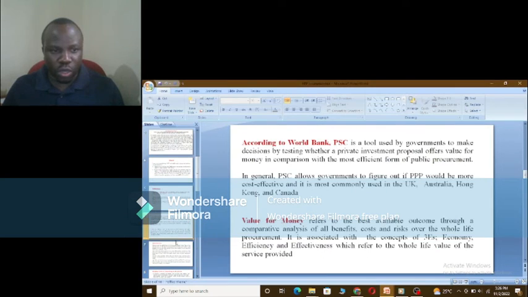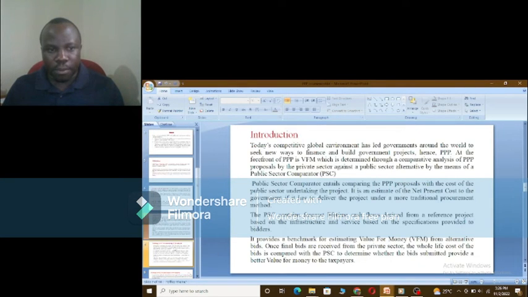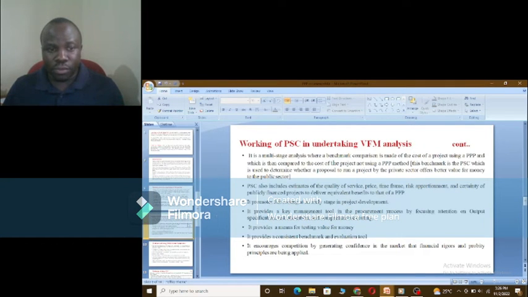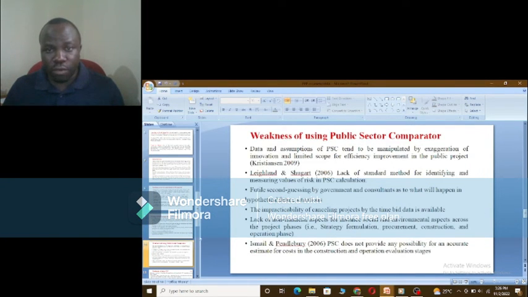Besides that, we also looked at Part B of the question, where we established the weaknesses of using the public sector comparator in making analysis for value for money. And here, one of them is that it lacks the non-financial aspects, for instance, social and environmental aspects across the project phases, and some of those being strategy formulation, procurement, construction and operation phase.